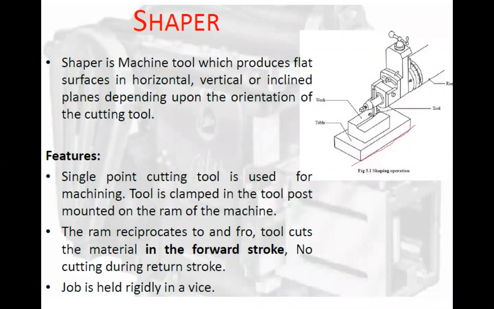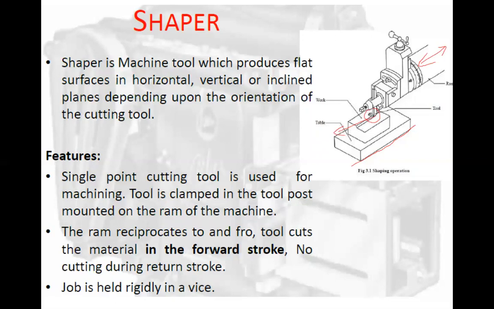So this ram is moving in this direction, forward and backward. As the ram moves in the forward direction, it is removing the metal. Maybe you can see here, when the tool is moving in this direction, it is removing the material in the form of chips, and after that it goes back.